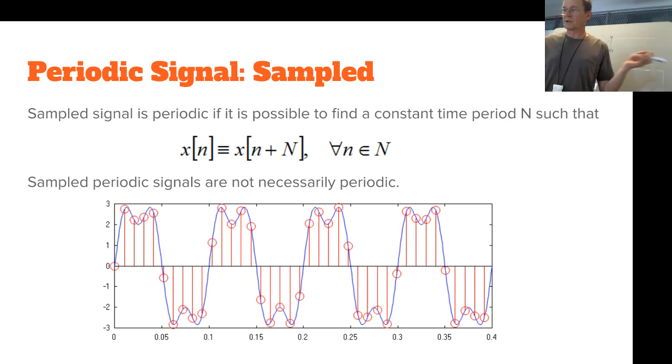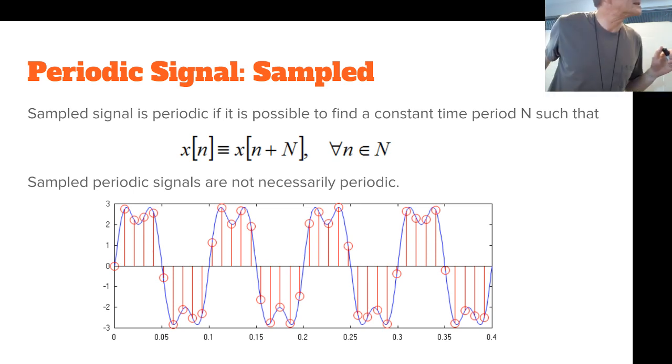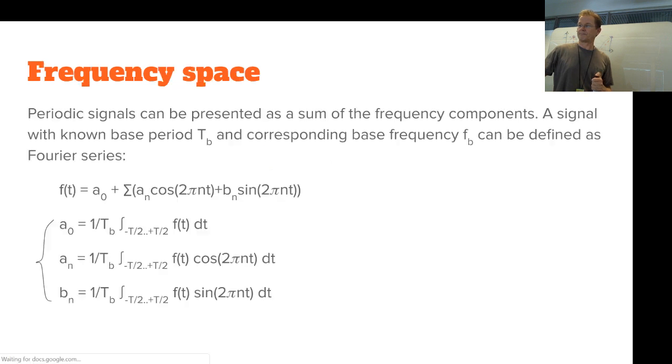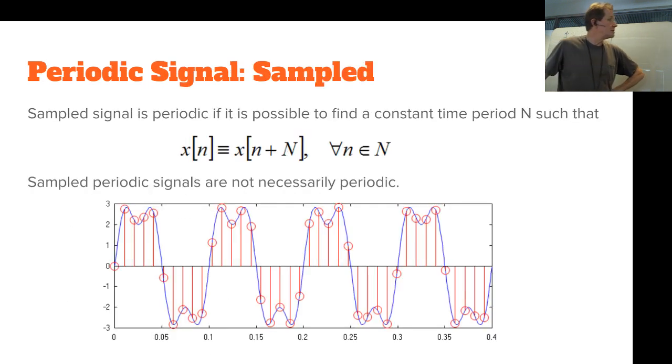So periodicity is not that straightforward on sampled signals. That's why we need to do the spectrum analysis and understand what you actually see there. It might have some artifacts because of the sampling. Well, it has some artifacts because of the sampling.